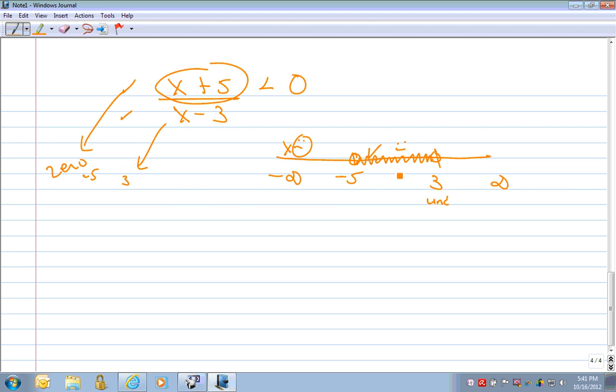And for this particular problem, there was no inequality, so we are just between negative 5 and 3. So our solution is between negative 5 and 3 with the proper notation on the parentheses instead of a bracket.